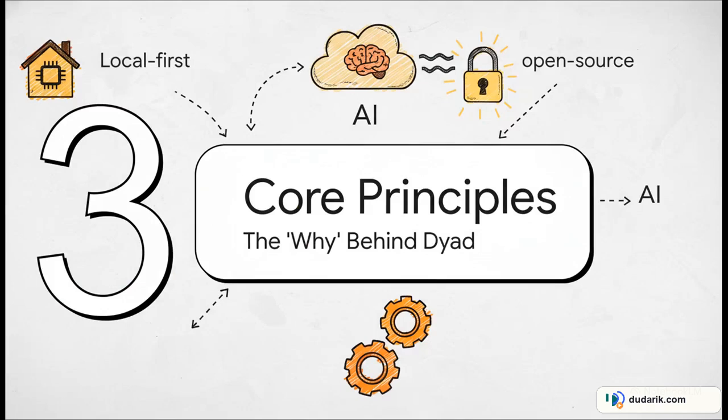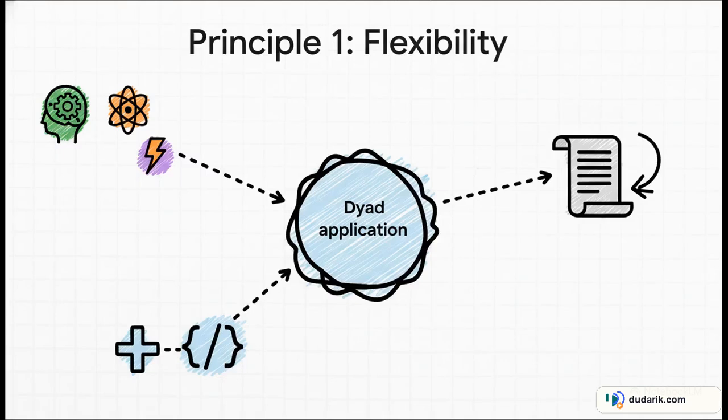Okay, so to really get what makes Dyad tick, we've got to look at the three core principles it's built on. And these aren't just a list of features, it's a whole philosophy about how building software should actually work in this new age of AI. First up, flexibility. And this is huge. Dyad doesn't chain you to a single AI provider, so you can literally swap from a pricey OpenAI model to a totally free, private, local model running on your machine in seconds. Think about that for saving money and protecting data.